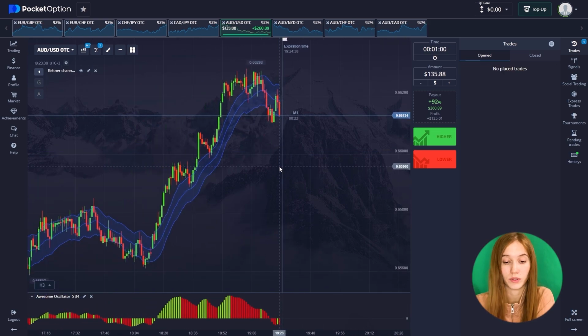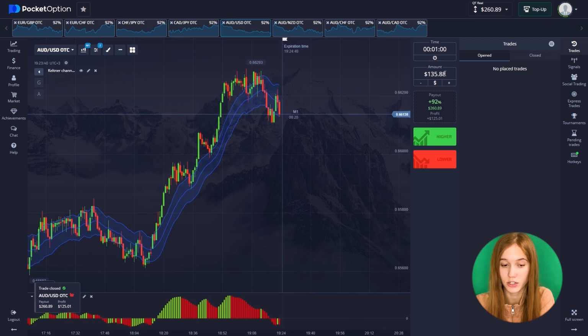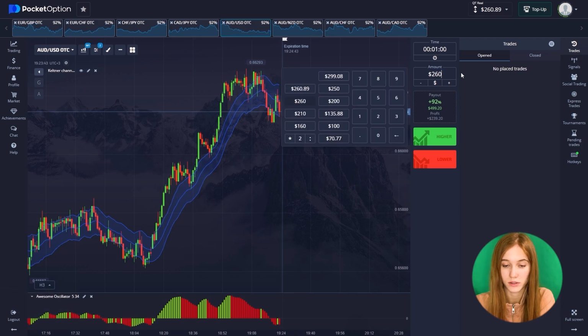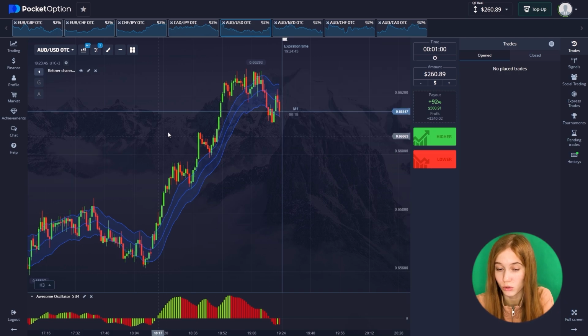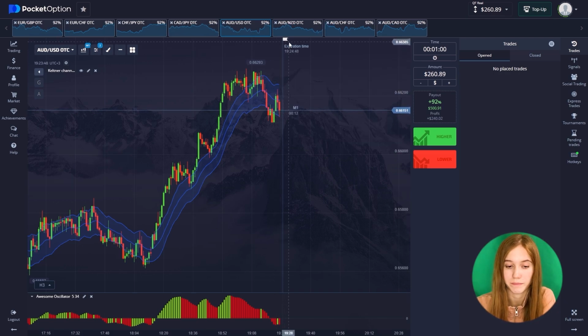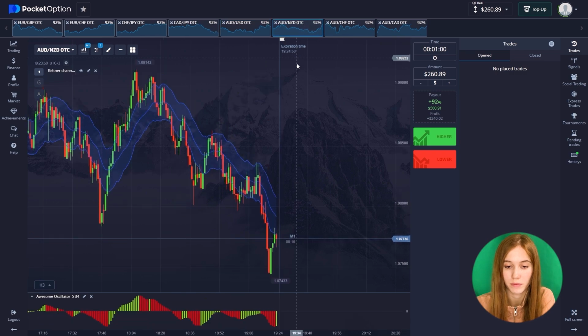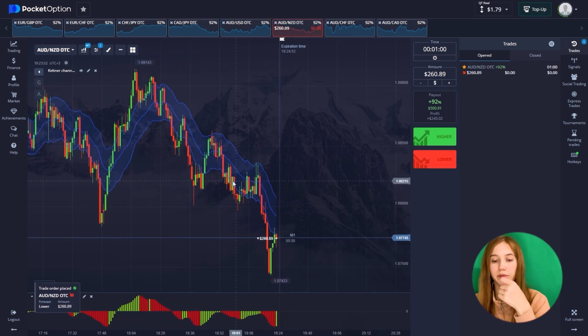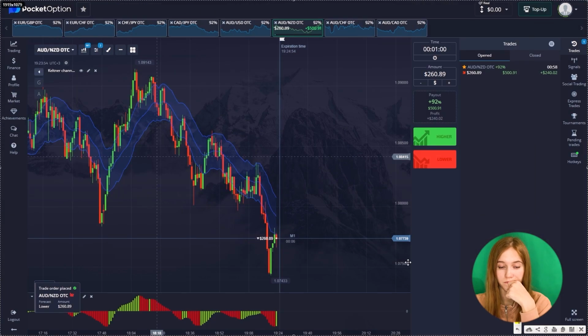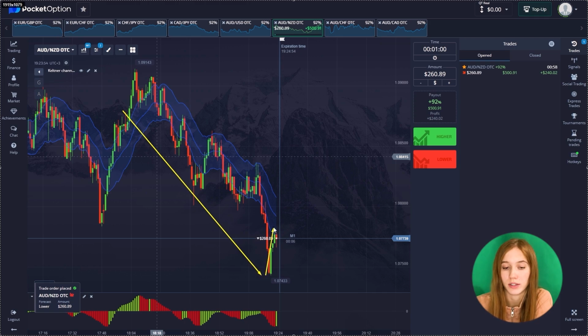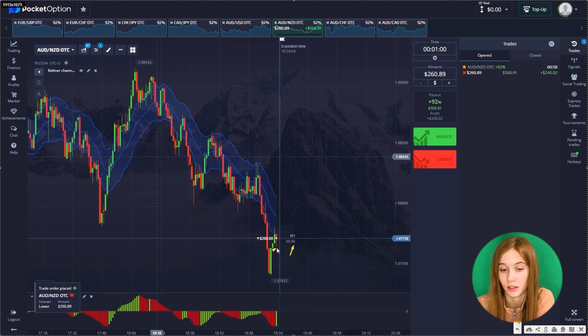Yeah, successfully. Great situation. $260. Let's move on. Down deal. Global downward trend makes itself felt. Candle ends and a rather large shadow has formed.